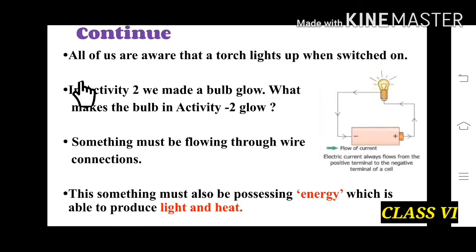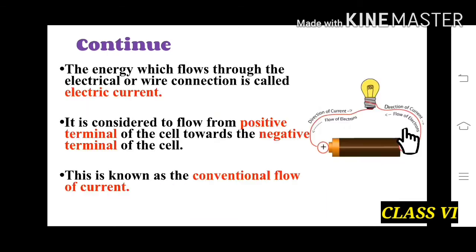All of us are aware that a torch lights up when it is switched on. In activity 2, we made the bulb glow. So what makes the bulb glow in the activity? It is something which was flowing through the wire connections. And that something which possesses energy is able to produce both light and heat. In this picture we can see that the energy which flows through the electrical wire or connection is called electric current.